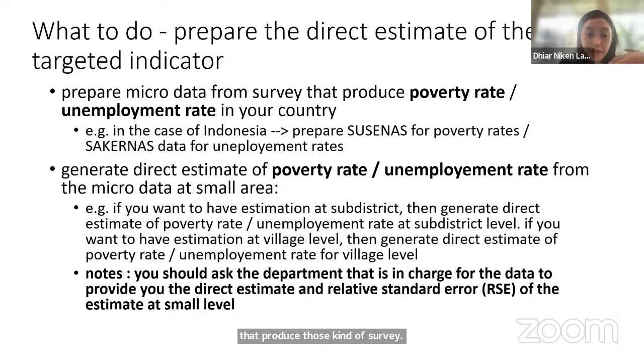For instance, in BPS Indonesia, we have the Directorate of Demographic Statistics that conducts the Susenas survey, and they also produce the official statistics for poverty rates at municipality level. We also have the Directorate of Labor Force Statistics that conducts the Sakernas survey, and they also produce the official statistics for unemployment rate at municipalities level. However, like what I mentioned before, for small area estimation studies, we need the estimation at a more granular level, let's say sub-district level.